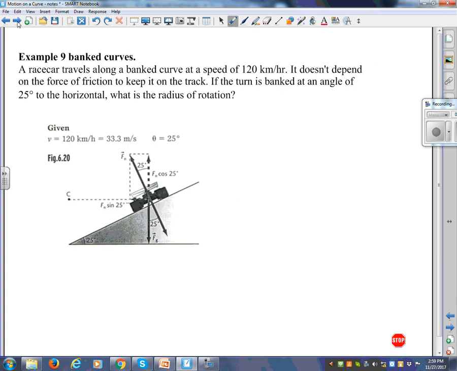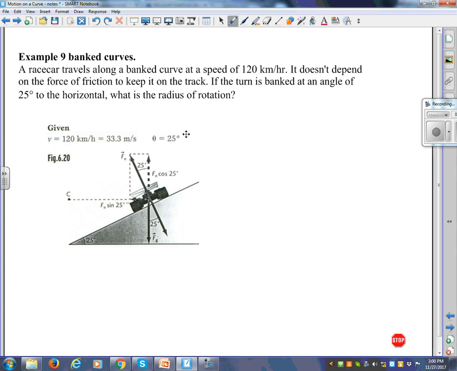So here is the example. It is a banked curve. You have to go back in page. A race car travels along a banked curve at a speed of 120 kilometers an hour. It doesn't depend on the force of friction to keep it on the track. If the turn is banked at an angle of 25 degrees, what is the radius of rotation?